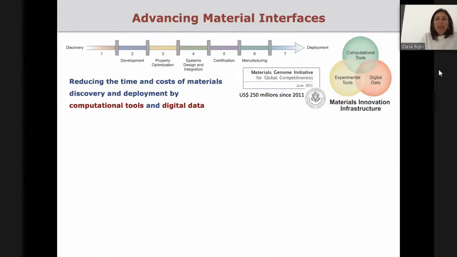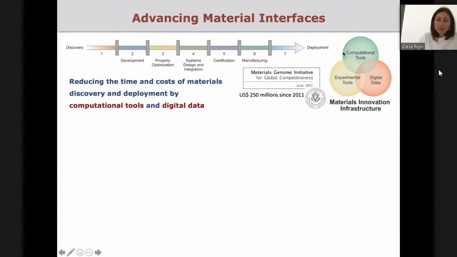Okay, now I start the second part of my talk, which is on advancing material interfaces. As stated in the white paper of the Materials Genome Initiative, a key strategy for reducing the time and cost for materials discovery and deployment is to integrate the experiments with computational tools and digital data.